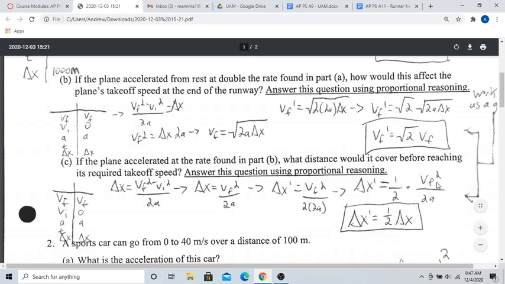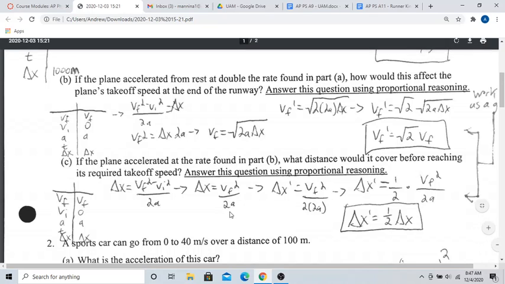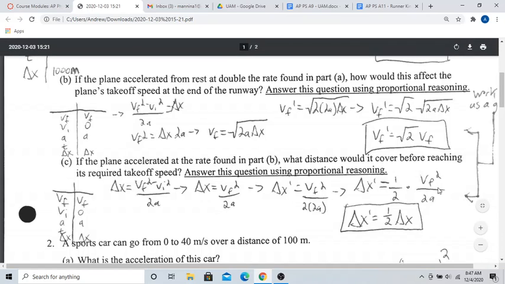Well, that vf squared over 2a is what we calculated originally as the original distance. All right? So if I substitute that in, I get rid of that, I put in delta x, I get that the new distance, how far it goes down the runway, is only half the original distance. So originally we said it was 1,000 meters. This says it's only going to be 500 meters.